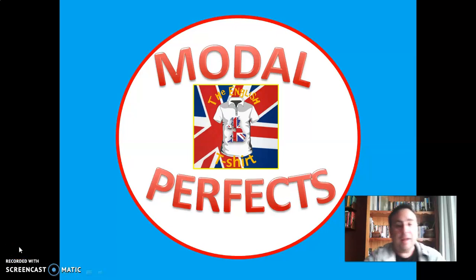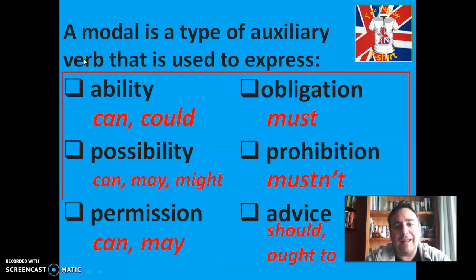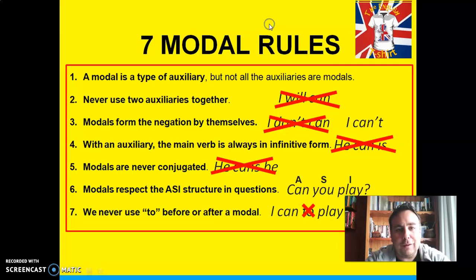Hello again. If you have seen the first video about modals, we have seen some examples of modals like can, may, might, should, or must, and the 7 basic rules for the modal verbs. A modal is a type of auxiliary. We never use two auxiliaries together. Modals form the negation by themselves. With an auxiliary, the main verb is always in infinitive.